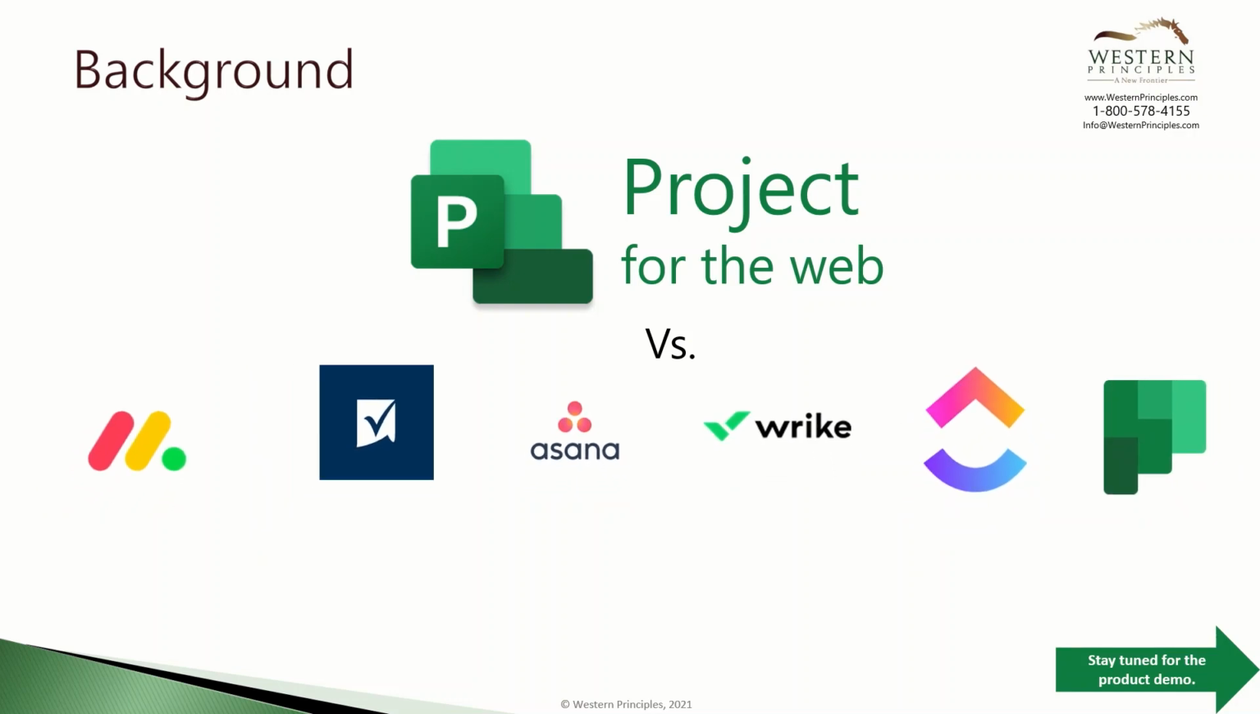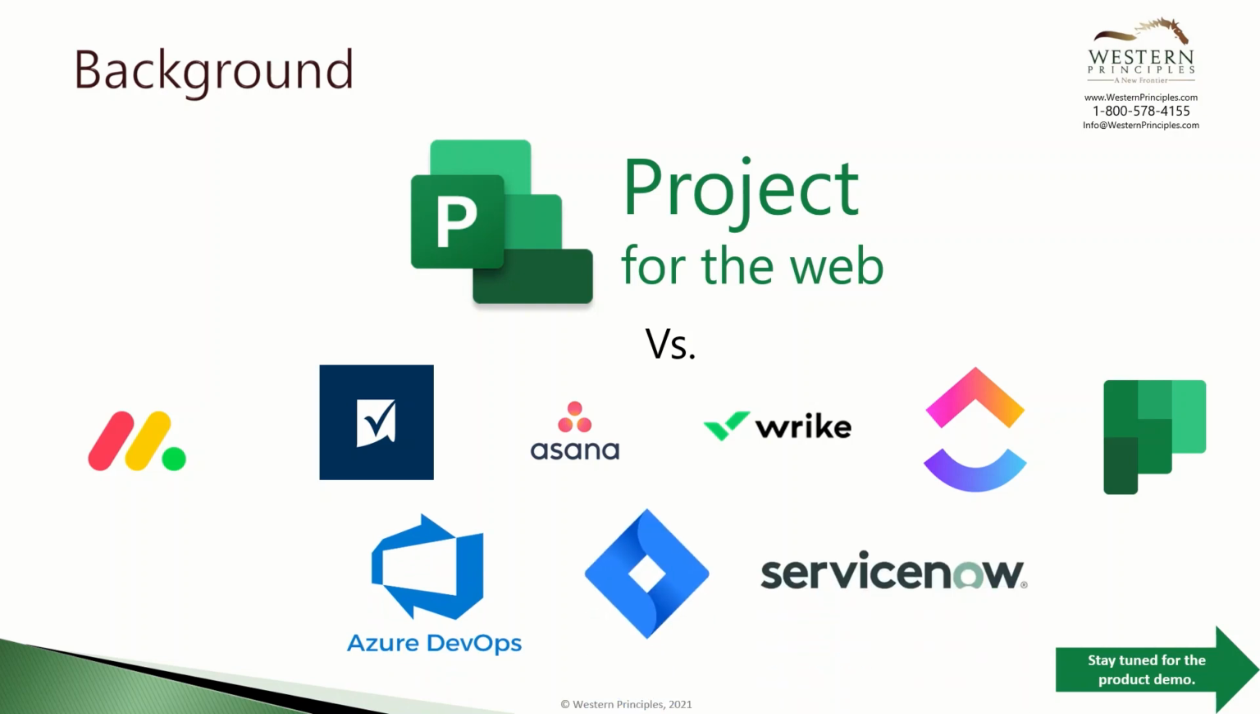At the same time, other specialized tools have been evolving for planning and management of agile projects. Most notably, we see Microsoft's Azure DevOps, Jira, and ServiceNow. The project management space has become crowded, and Project for the Web is Microsoft's stretch to get back to the top.